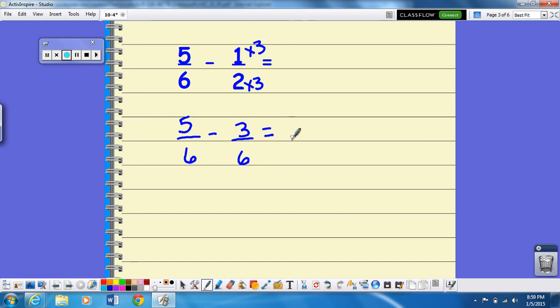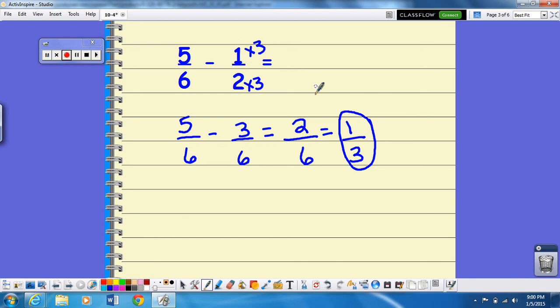Now I'm ready to actually do my subtraction because I have like denominators. Just go ahead and bring it over. 5 minus 3 is 2. Now, in this fraction, these are both even numbers. And when I have two even numbers, I know that I'm not in lowest terms. These are both divisible by 2. So 2 divided by 2 is 1. 6 divided by 2 is 3. So my final answer for this one, 5/6 minus 1/2 is 1/3.